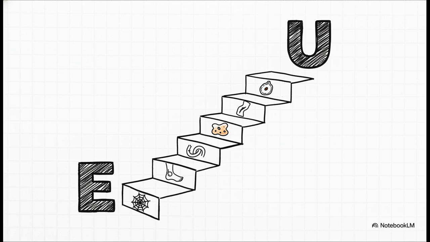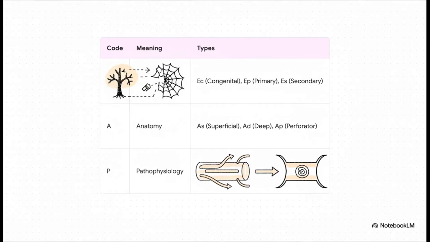See? Simple. And finally, let's not forget the rest of the acronym, right? E is for etiology, the cause. Is it primary or secondary? A is for anatomy. Are we talking superficial, deep, or perforator veins? And P is for pathophysiology. Is the problem reflux or an obstruction? You put all of that together, and you have the complete, detailed CEAP code for any patient.